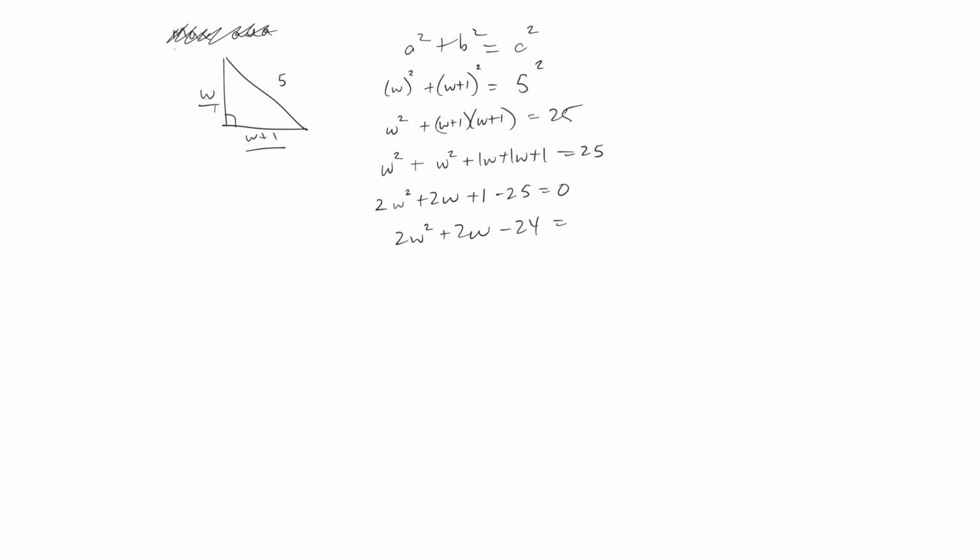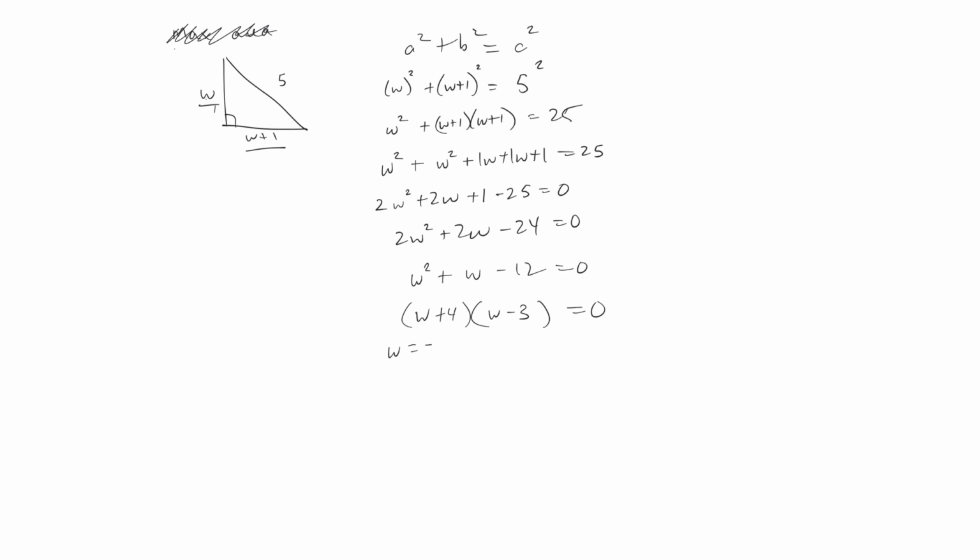Minus 24 equals 0. I think this is just solving for what the width and the other leg would be. And then I think I can divide everything by 2. So if I divide everything by 2, I get this. And then I'll factor this to solve. Yeah, this wasn't a maximum area, it was just figure out the width. So to factor this would be w plus 4, w minus 3.